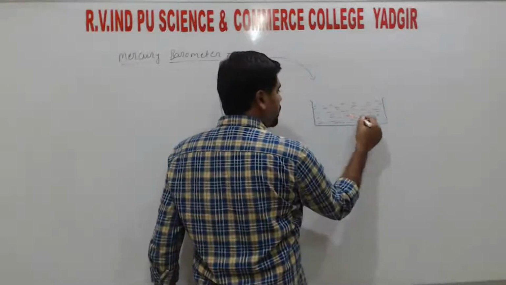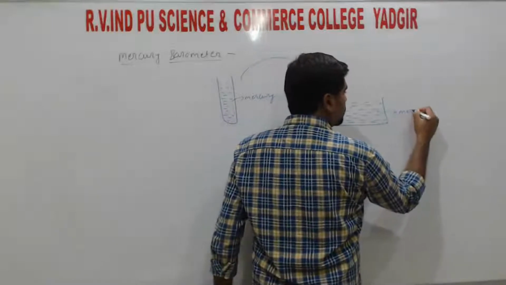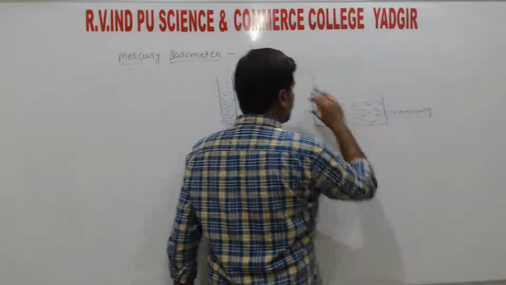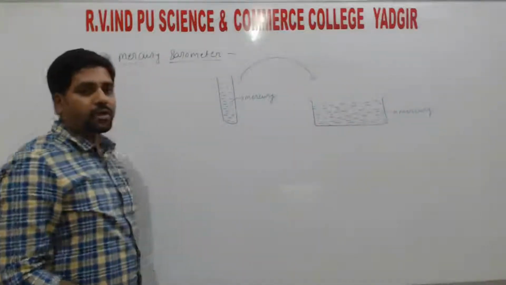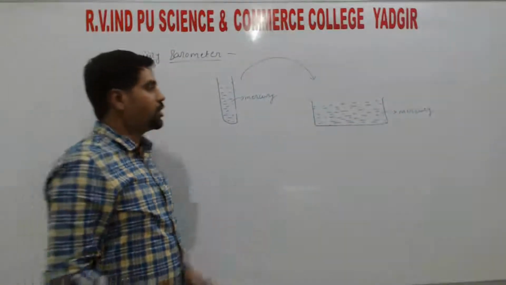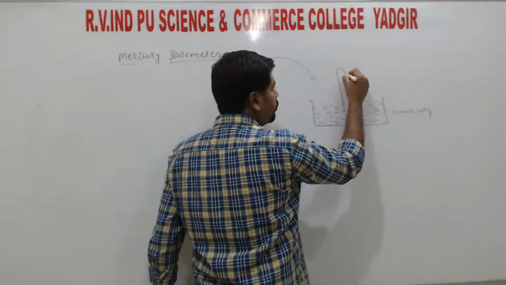So when we place the inverted tube, the vertical tube with one side open, we get the tube.